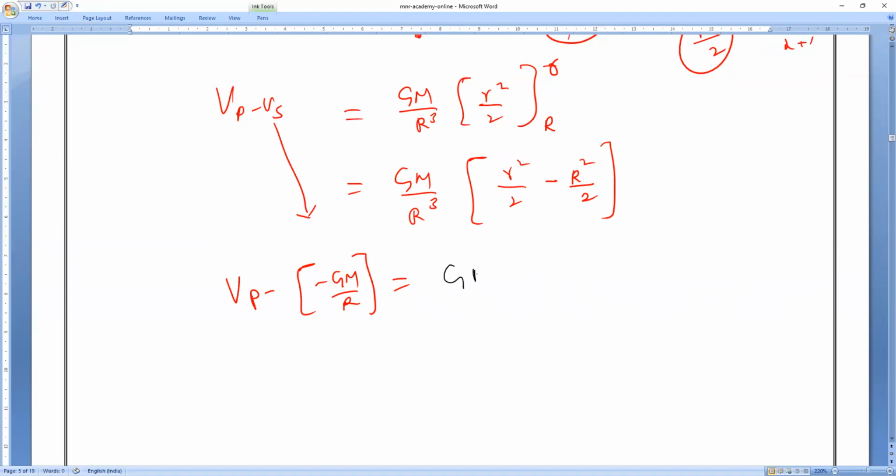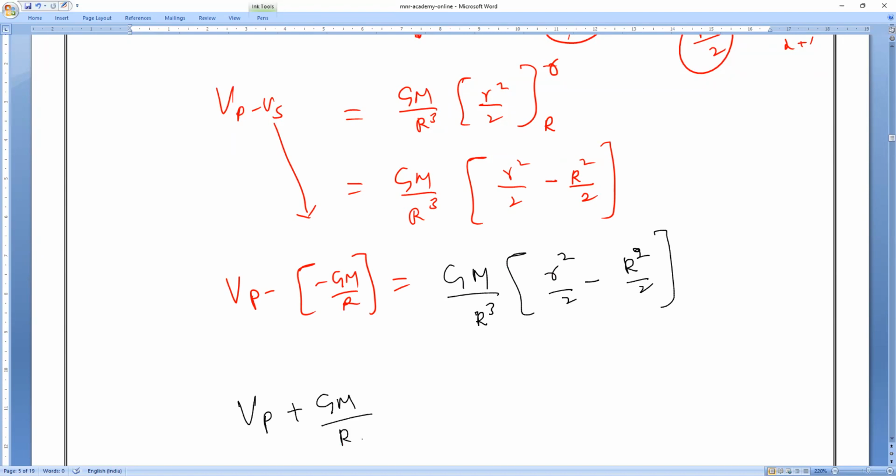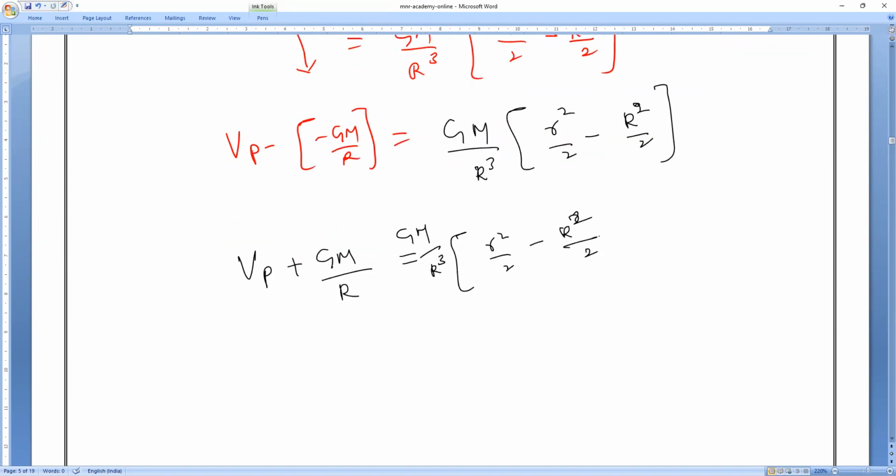So which is equal to Gm divided by R cube into R square plus R square divided by 2 minus of R square divided by 2. So that is what you have to remember. Now you can see, this one, minus of minus plus. So minus plus Gm divided by R, which is equal to, just listen, everybody, Gm divided by R cube. Now here what will happen? R square by 2 minus R square by 2. Clear? Please respond, everybody.